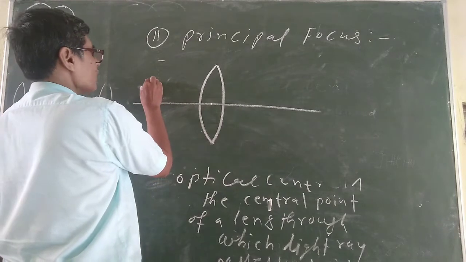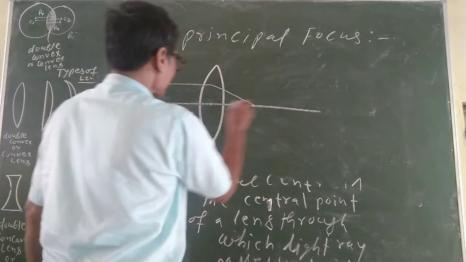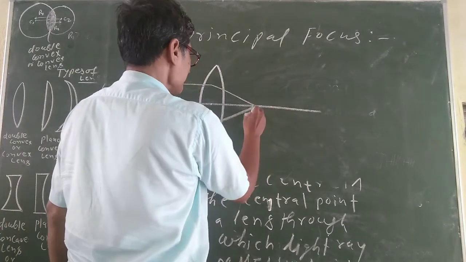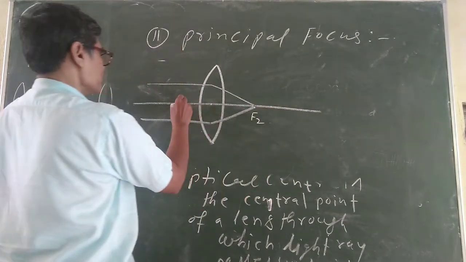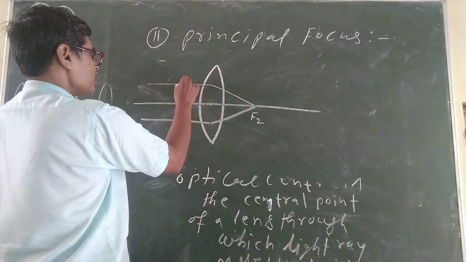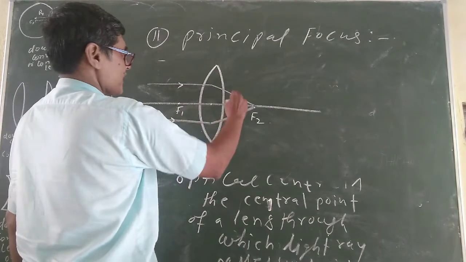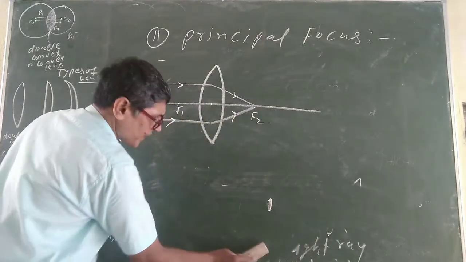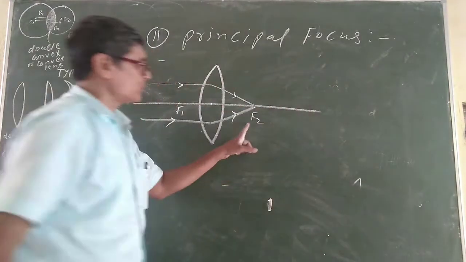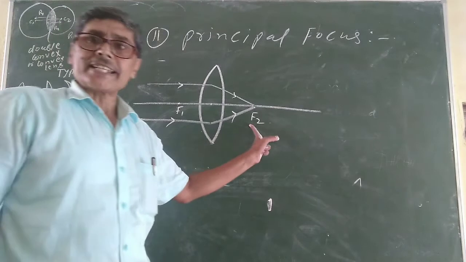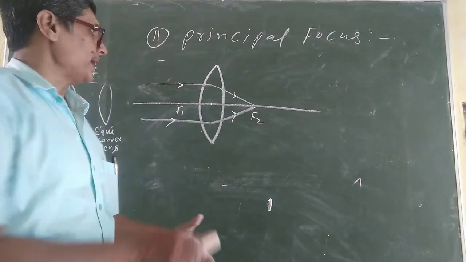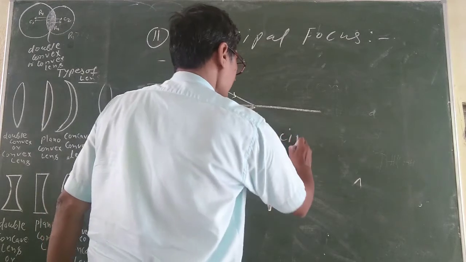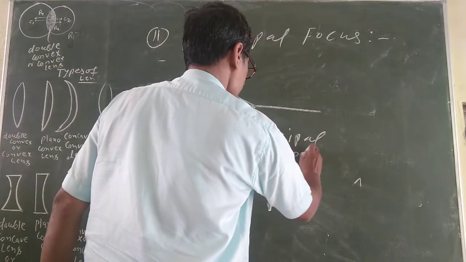In the case of the convex lens, parallel rays actually meet at the point F2. So here F2 is the principal focus. In the case of the convex lens, the parallel rays after refraction meet at point F2 or converge to point F2. That point is called the principal focus.